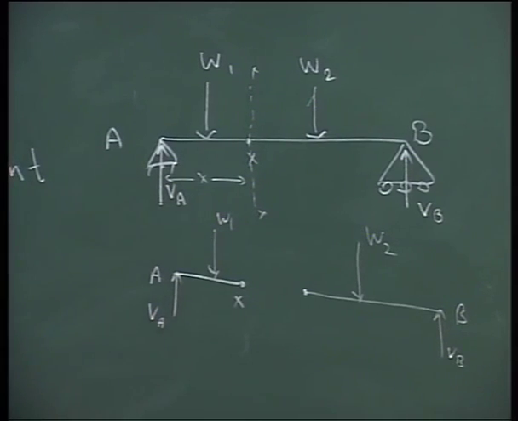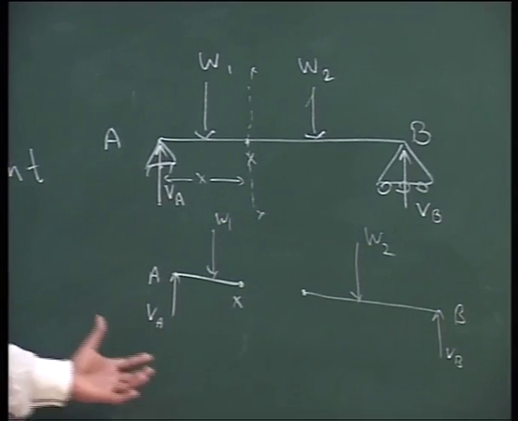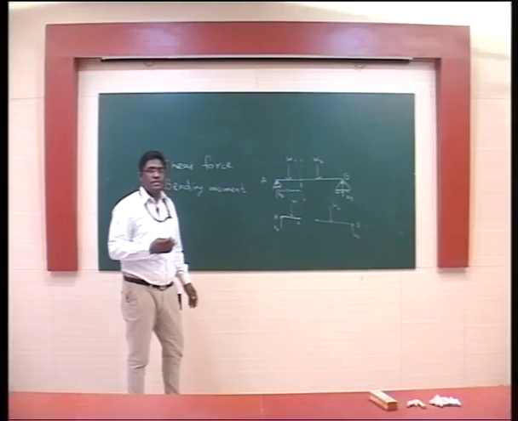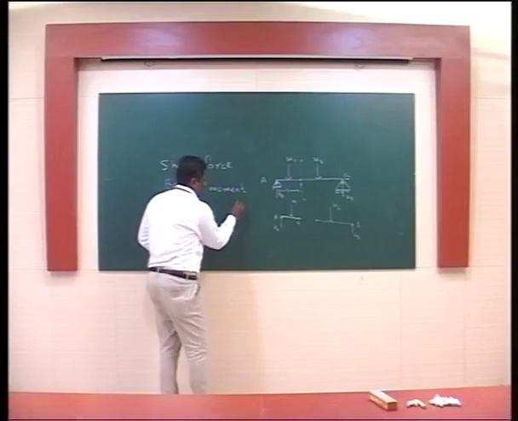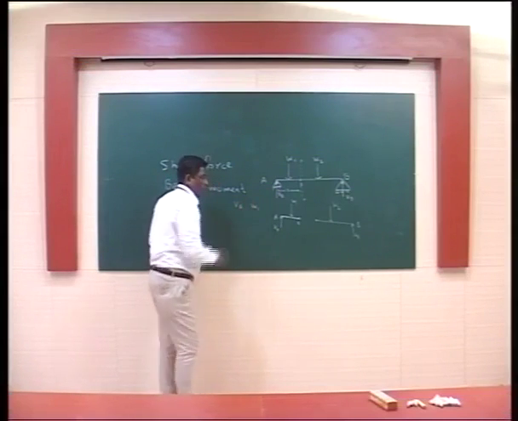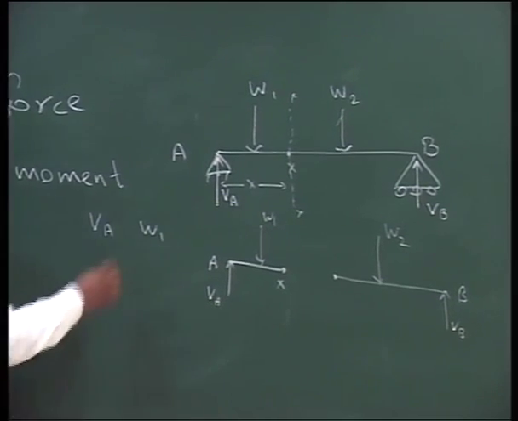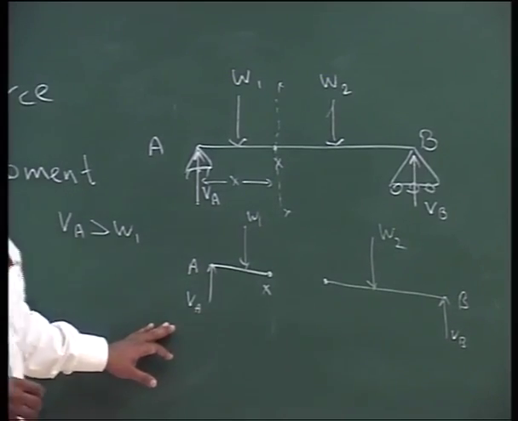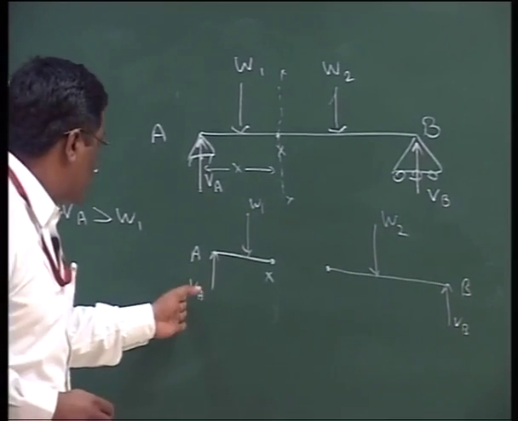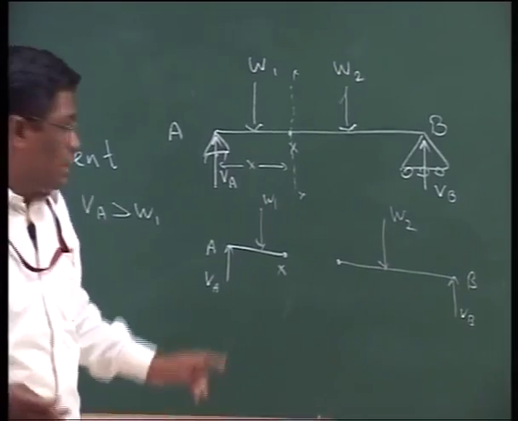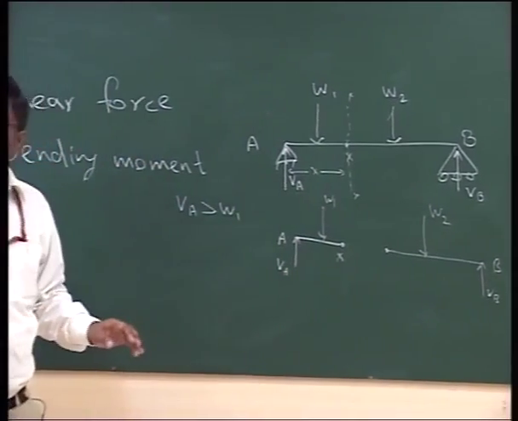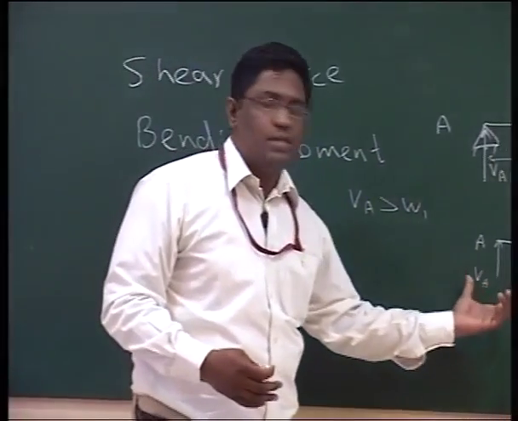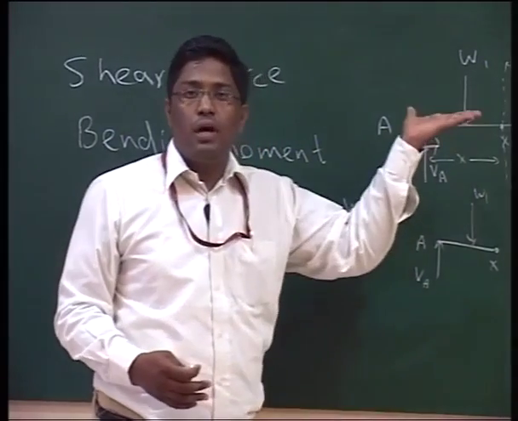Now if you see this particular part which we have cut from the beam, then this part is having two forces. One force is VA and the other one is W1. If we assume that VA is greater than W1, then quite easily we can see that the net force in this part will be because of VA, that is VA is dominating over W1, and the net tendency of this part will be to go on the upward side.